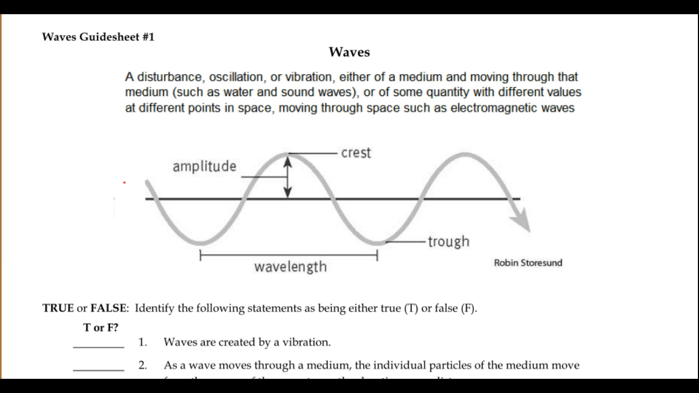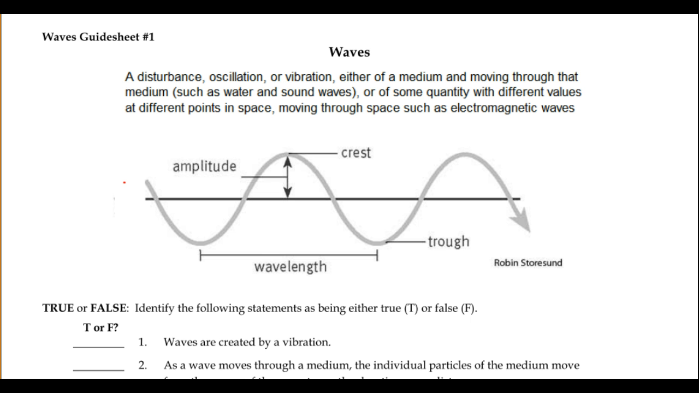A wave is essentially a disturbance, some kind of oscillation or vibration. It can either travel through a medium, like sound waves or earthquake waves, or it could travel through empty space if it's an electromagnetic wave, which kind of lays down its own electromagnetic fields to travel on.